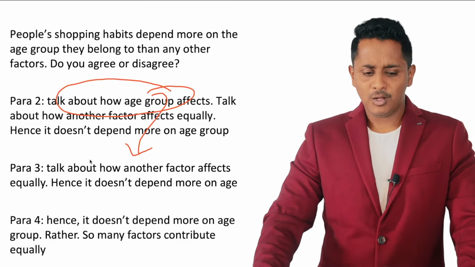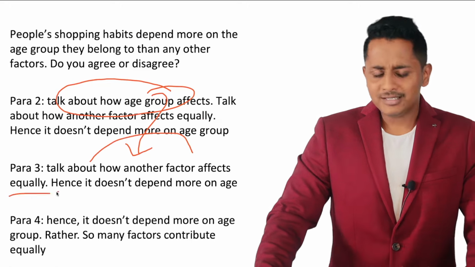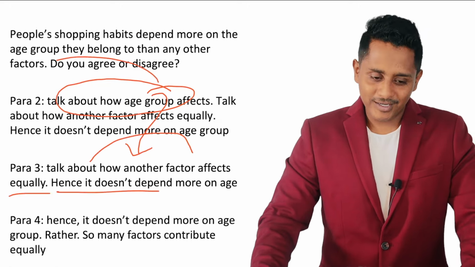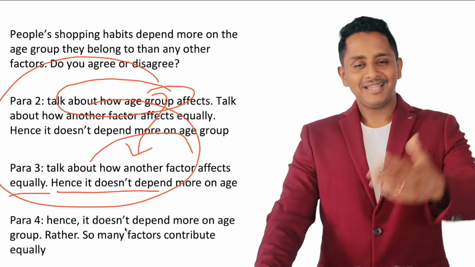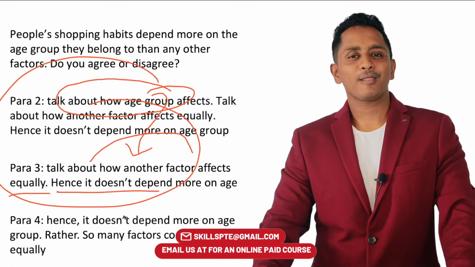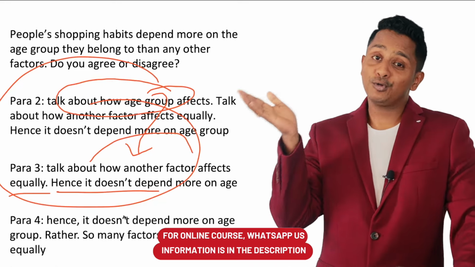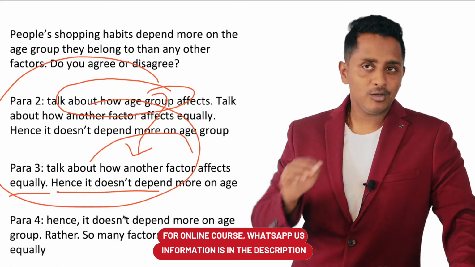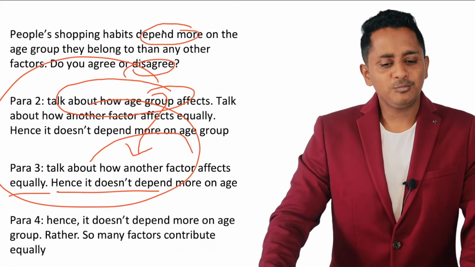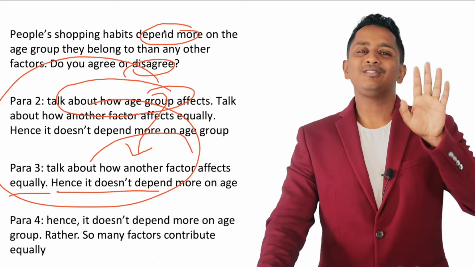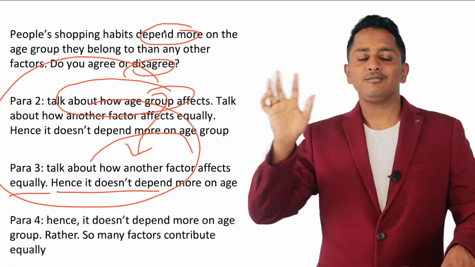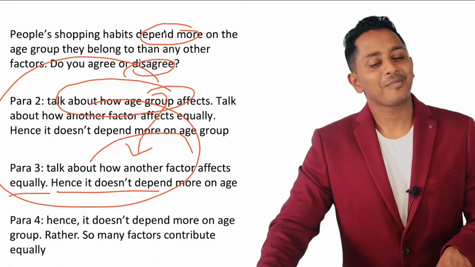You can talk about how another factor affects equally, hence it doesn't depend more on the age group. Fourth paragraph, hence you already talked everything. You can say it doesn't depend more on the age group, rather so many factors contribute equally. You want to say the other factors which contribute more than the age group, that also you can say, or equally you can say. When you disagree to this age group influence more, it can influence less or equal to the other factors, but the age group will not influence more. That is what you need to prove.